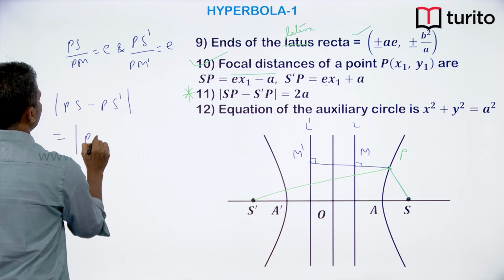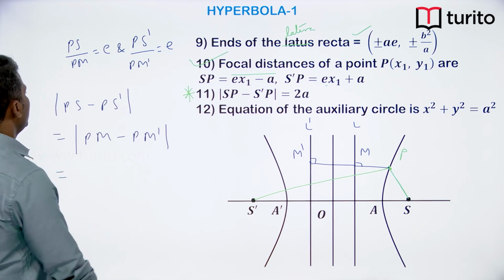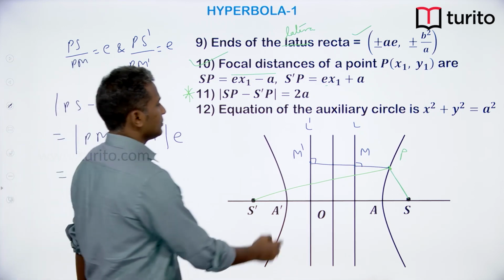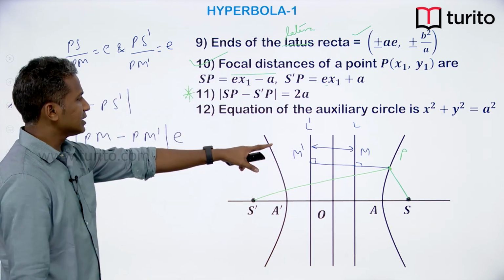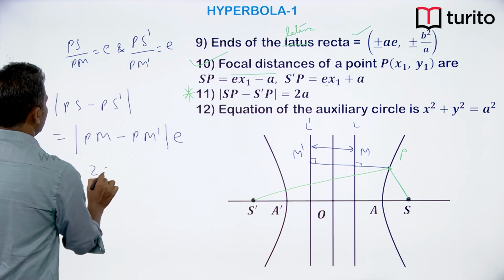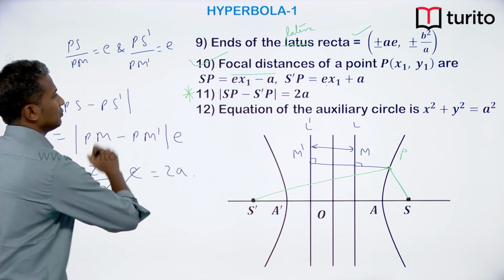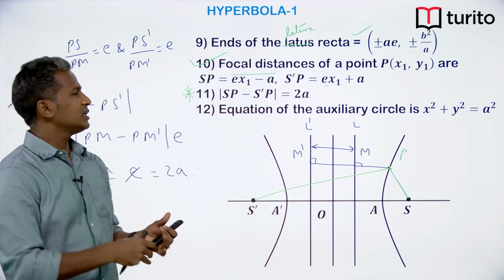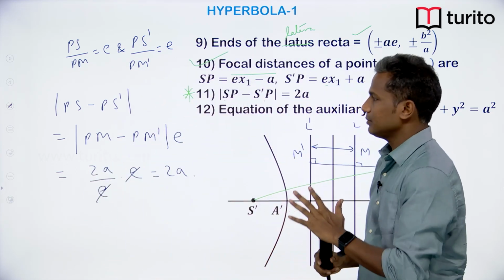It will give me mod of PM minus PM dash, into e. Now, what is PM minus PM dash? It is the distance between these two directrices. What is the distance between these two directrices? It is 2a by e. So we can say that it is equal to 2a by e into e. So e will get cancelled, and we will get 2a. So mod of SP minus S dash P is always equal to 2a. It is a property of the hyperbola. Okay, so now next.